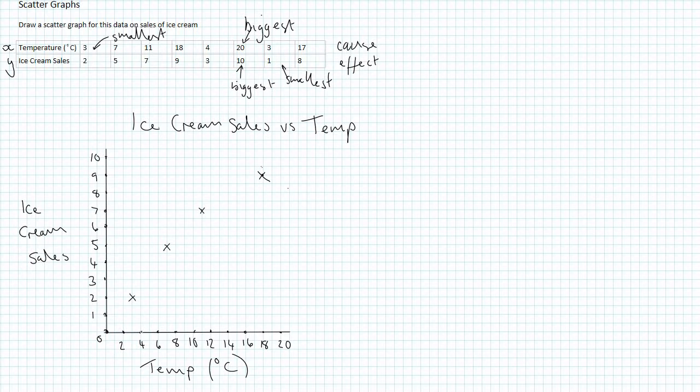So 4 along for the temperature and 3 up for my ice cream sales for the next one. And then I've got 20 and 10. 20's there and all the way up to 10 at the top. Then it's 3 degrees C, so again, halfway between 2 and 4, and only 1 sale. That's fine to have 2 directly above each other, it doesn't really matter. And 17 degrees C, and that's 8 ice cream sales. Let me put a dot and then check it. Yeah, halfway between 16 and 18, and that's 8 sales. Right, now that is us. In a scatter graph, you don't join them up like you would for a line graph. We just leave it at that.